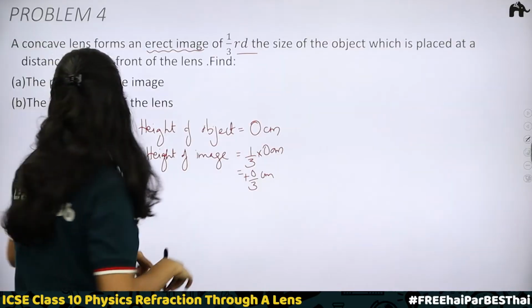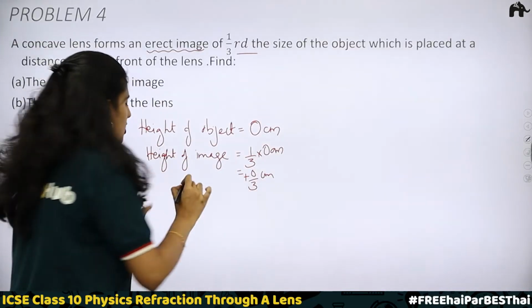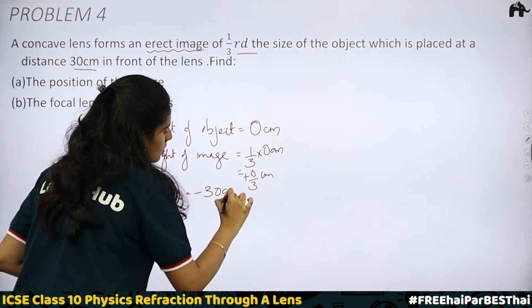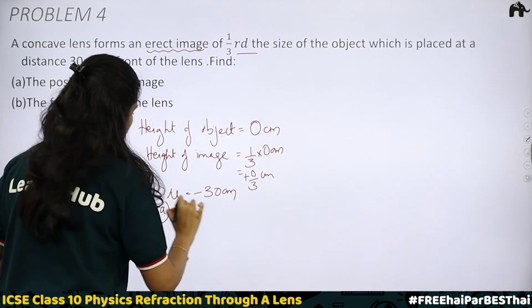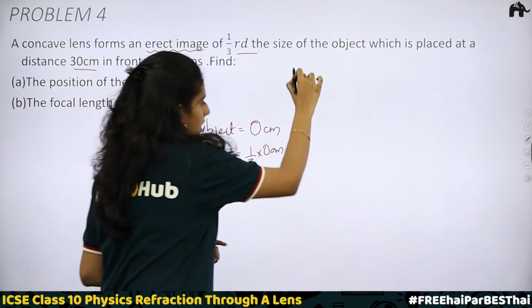Positive value. Okay. Also it is given that the object is placed at a distance of 30 centimeter. Object distance U is given, 30 centimeter. Object distance will always be negative. Okay. Find the position of the image. We have to first find V.